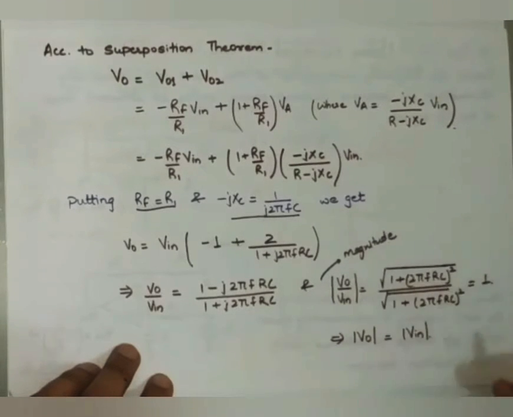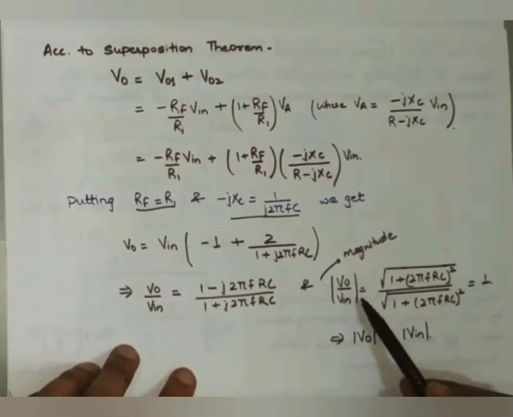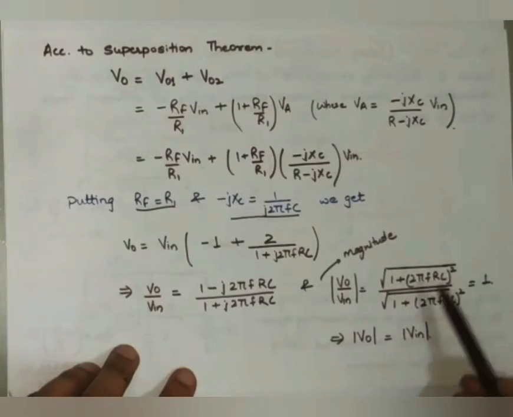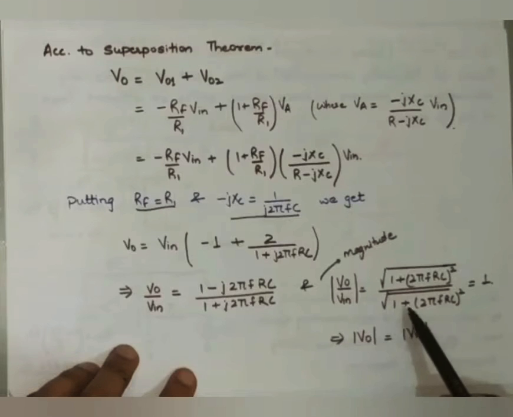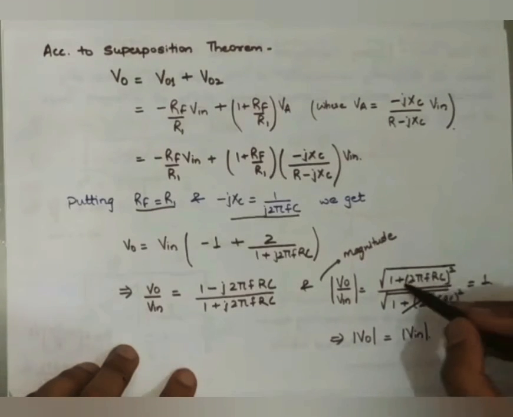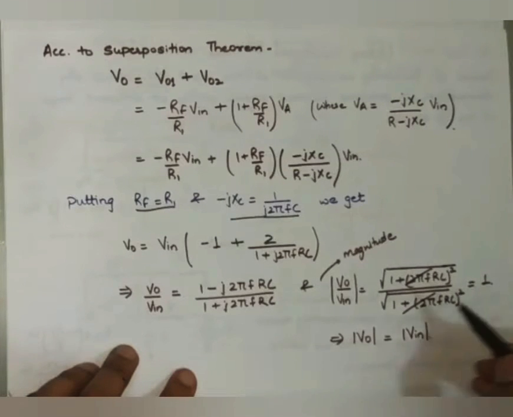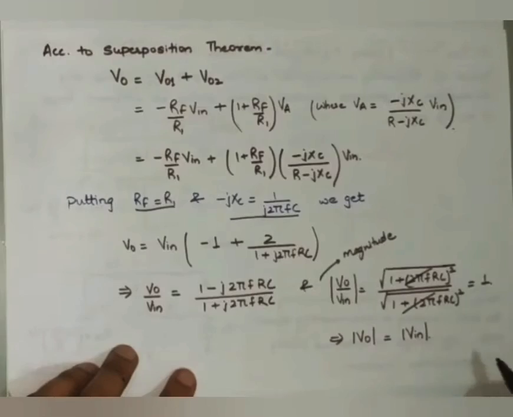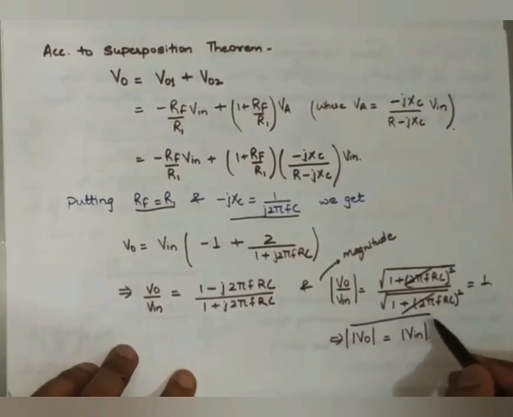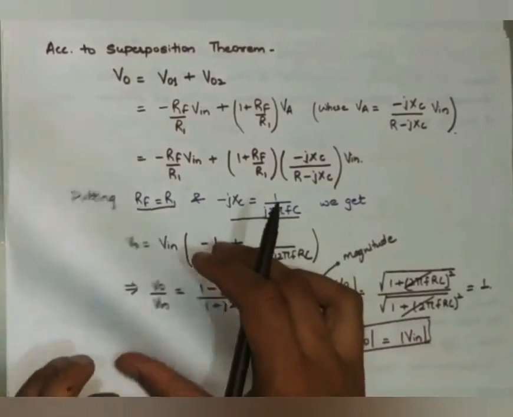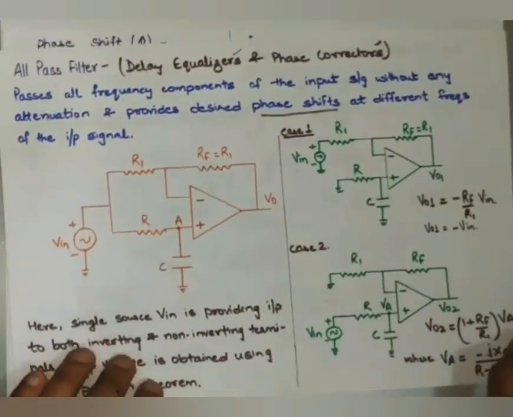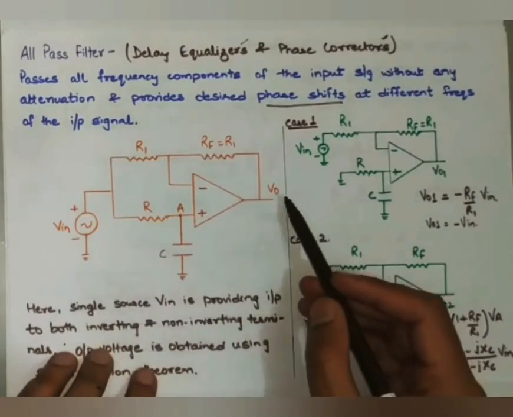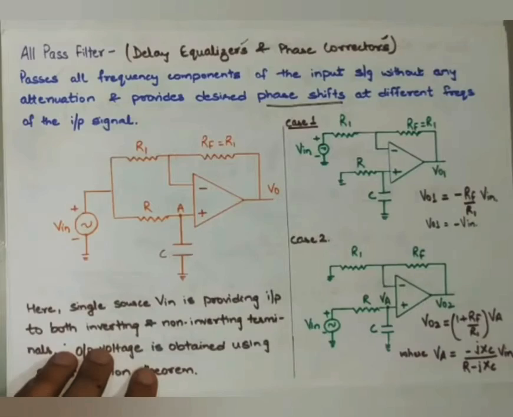When I find the magnitude, I get the magnitude of V output by V input is equal to under root of (1 plus (2 pi FRC) whole square) divided by under root of (1 plus (2 pi FRC) whole square). And if I see here, these two are the same, so the magnitude of the transfer function, or the gain, is equal to 1. Or from there I can say my V output is equal to V in. It means whatever input I am applying over here, that input is available at my output without any attenuation or gain.